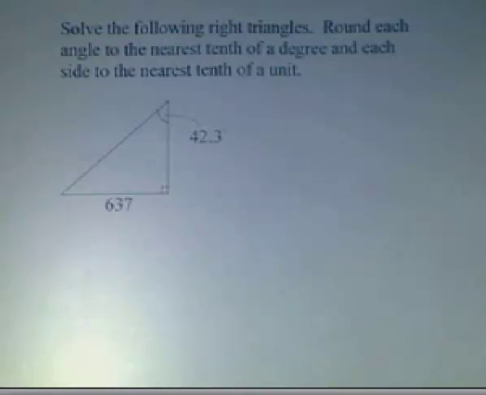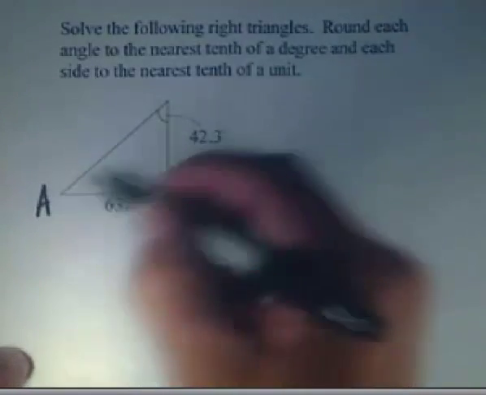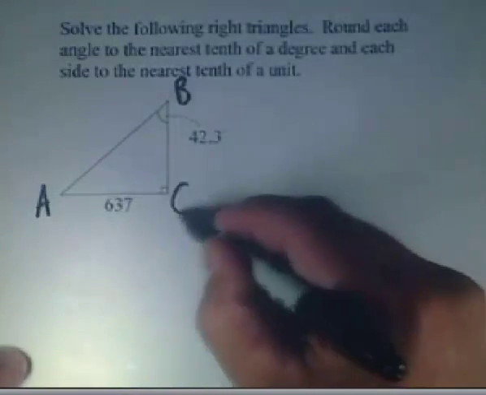In this example, we want to solve a right triangle where we're given one side and one angle. And technically, we actually have two angles because it's a right triangle. So let's do some labeling here. We'll label this angle A, this angle B, and this angle C.